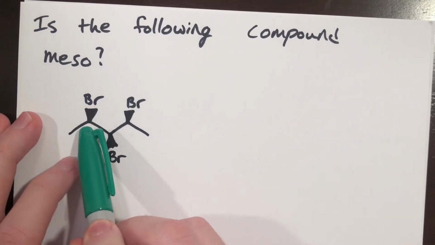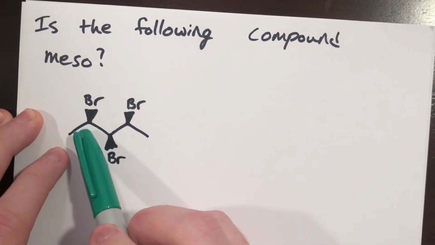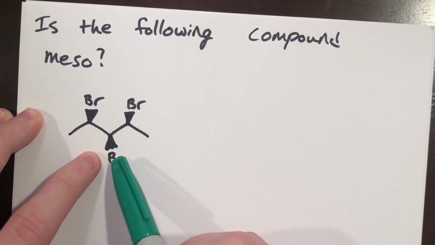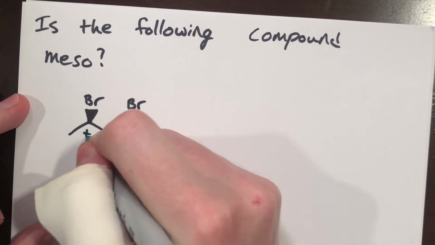If you look at this chiral center, or this carbon, and we're investigating if it is a chiral center, we have a bromine, a methyl group, a carbon bound to another carbon, and a bromine. Those are all different, so this position is definitely chiral.